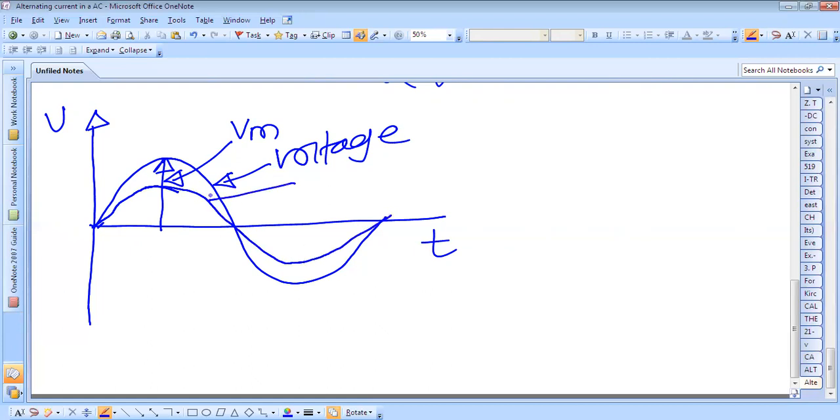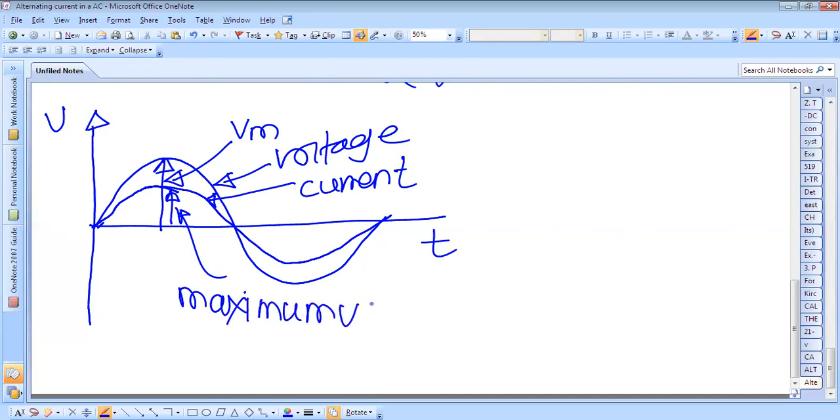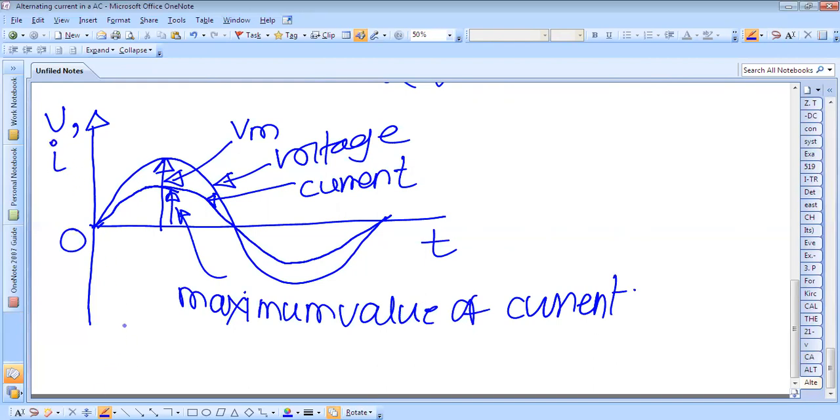So this is the current, and this is the maximum value of current. Here current as well as voltage are on this axis, and on this axis it is the time. So this is the variation of current and voltage; the rise and fall of the voltage and current are at the same time in the case of resistive circuits.